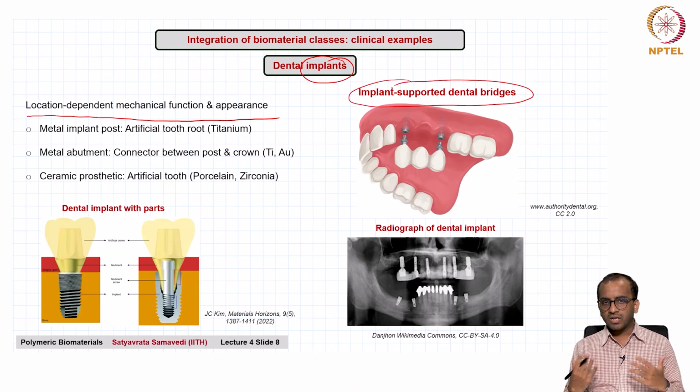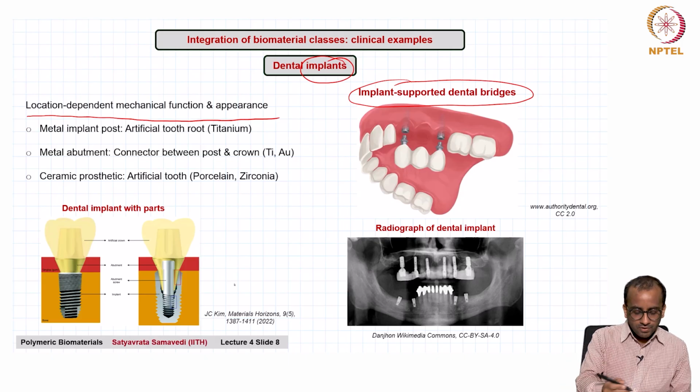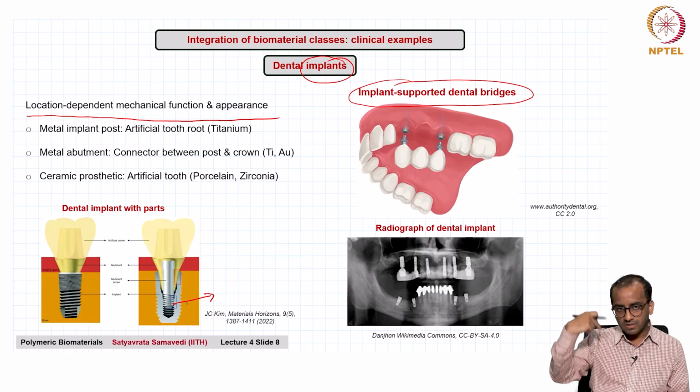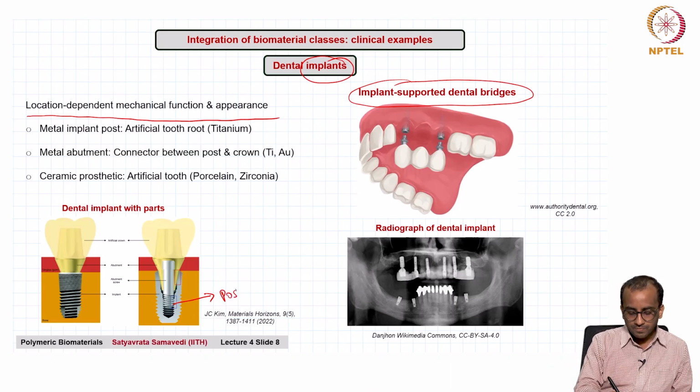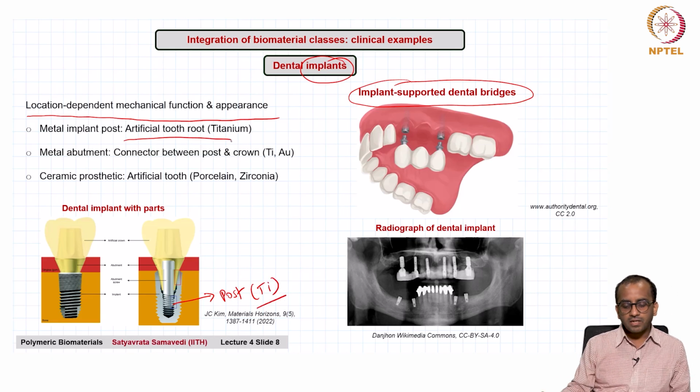So, typically in these kinds of implants, we have what are called implant supported dental bridges, where if you have more than 2-3 missing teeth, now you want to have support for the teeth from within. And for this, typically what is done is you have something that goes and fills the root of the original missing teeth, and that's called the post. This is typically titanium, which is simply the artificial tooth root.